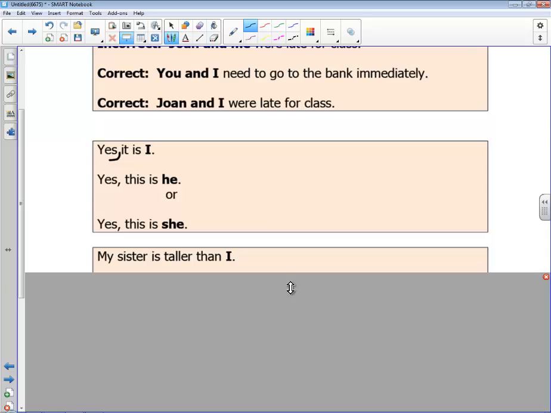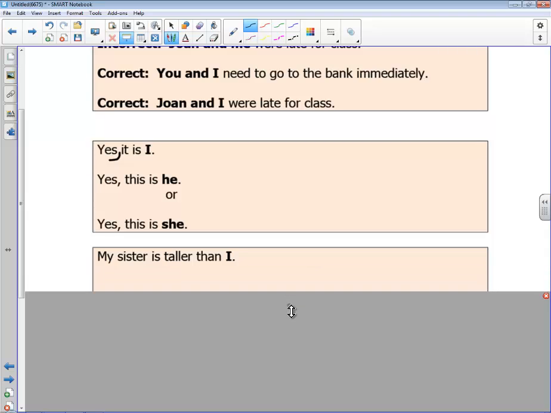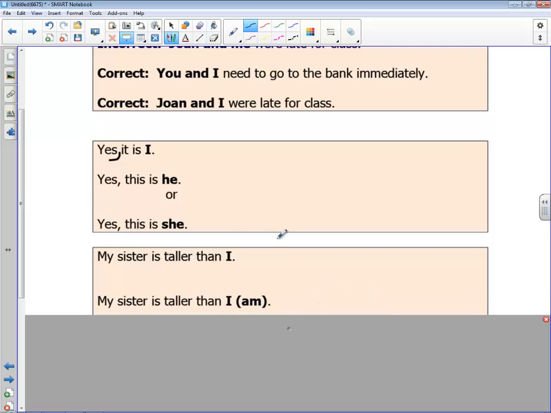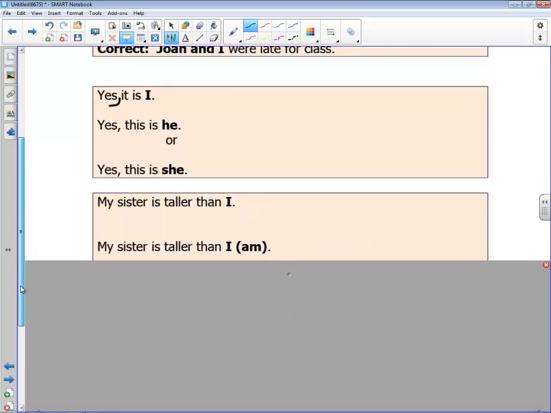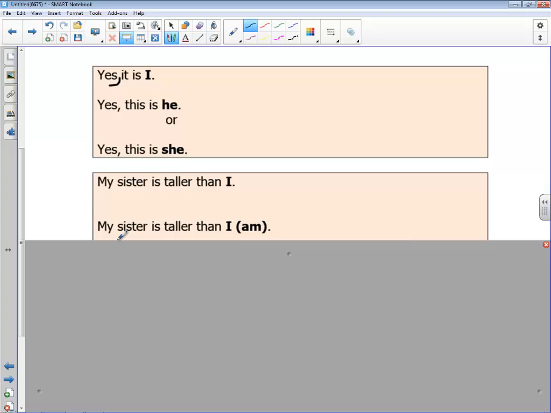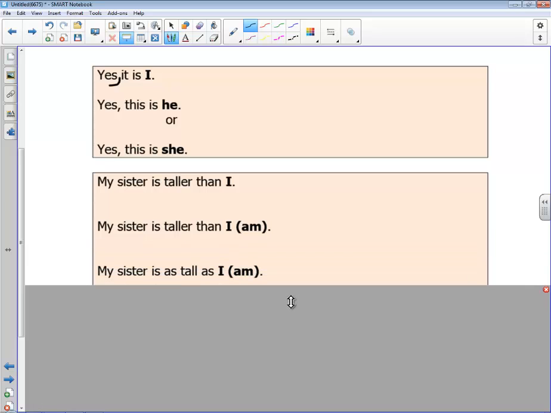My sister is taller than I. Again, formal language. Informal, my sister is taller than me. Formal, my sister is taller than I. And you're probably wondering why in the world would someone say my sister is taller than I? It's because there's an understood am. My sister is taller than I am. My sister is as tall as I am.